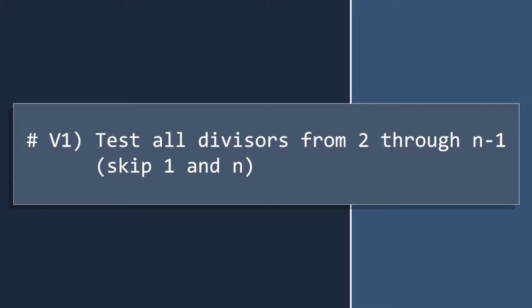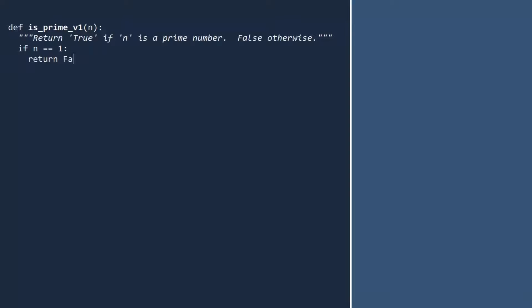For our first version of the function, we will check all divisors from 2 through n-1. We skip 1 and n since every number is divisible by itself and 1. Let's call the function isPrimeV1, and the input will be our integer.